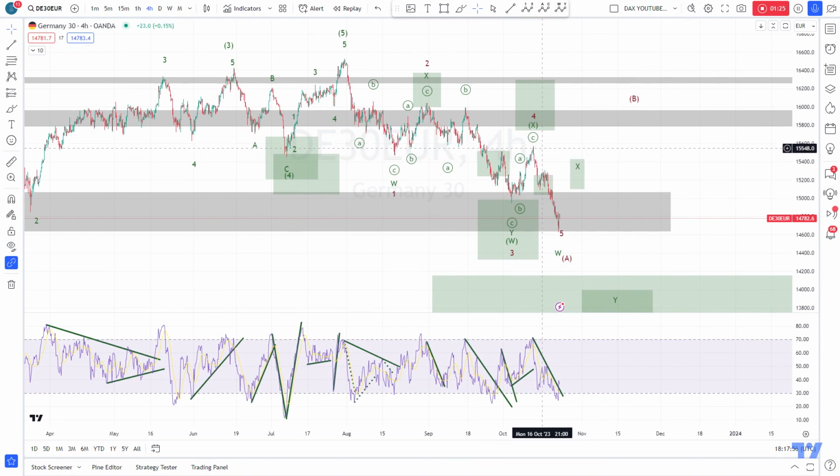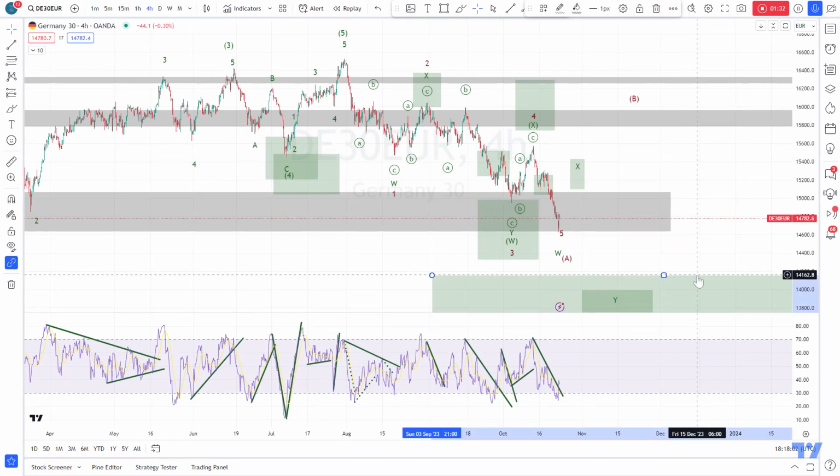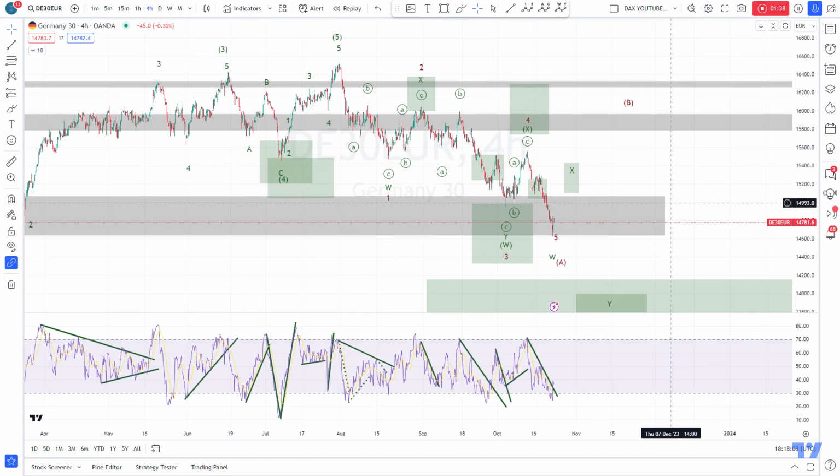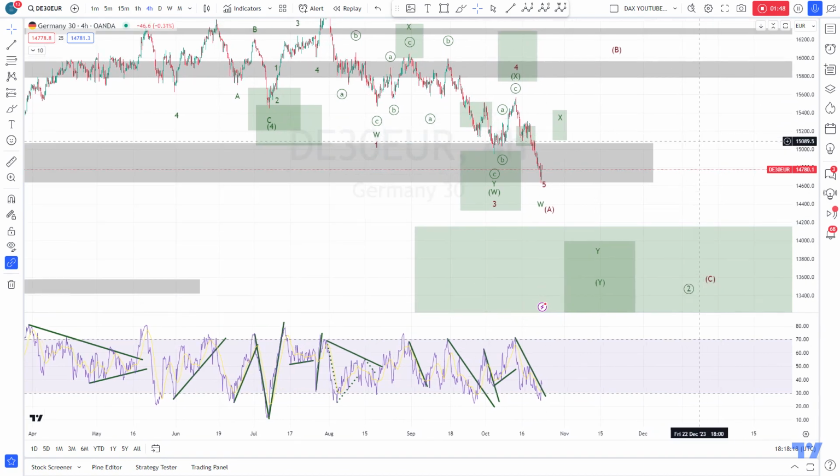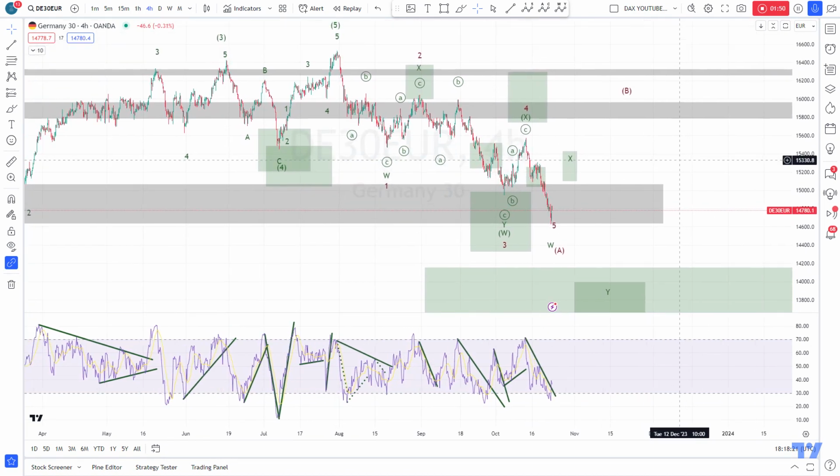So now the question is, what can we further expect? Well, I'm still thinking we are working on this wave 2 here. I'm already thinking this for a while. So now the question is, what will be the path that we follow to make this wave 2? There are two possibilities, so we still need to reach this area. I see two possibilities for now.